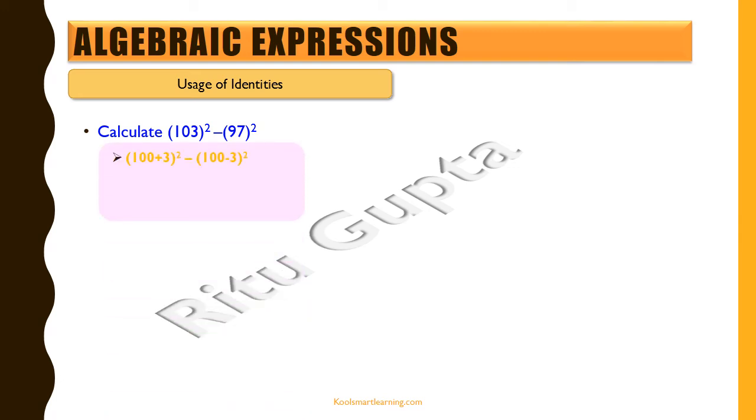Now we can clearly make it (100 plus 3) square minus (100 minus 3) square. So we know that the identity says (a plus b) whole square minus (a minus b) whole square is equal to 4ab. So that makes it equal to 4 into 100 into 3, and that's 1200. That's so simple to calculate.